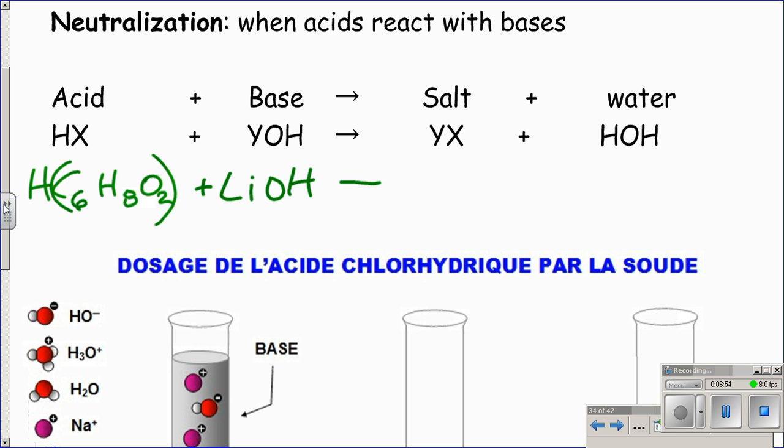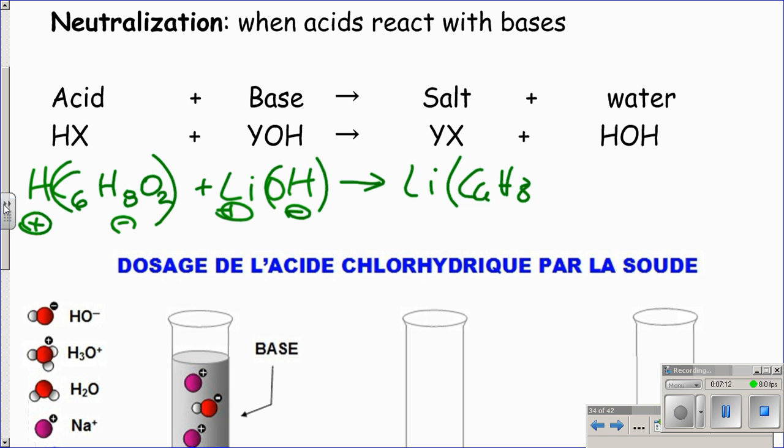Okay, all right. So you'll see that we have a cation, an anion, a cation, and an anion. They will double replace to make what? Give me the salt first. Lithium citrate, lithium, my made-up citrate here, C6H8O2, okay? How did you know there was a one charge on this one? Yeah, because there's only one subscript there on the hydrogen. Good. So that's lithium citrate, and what's the rest of it here?